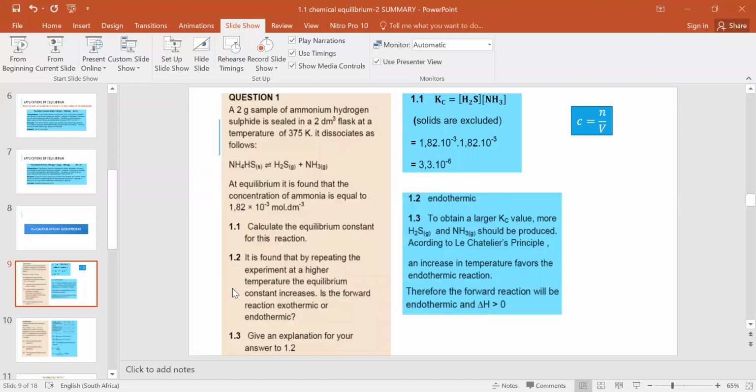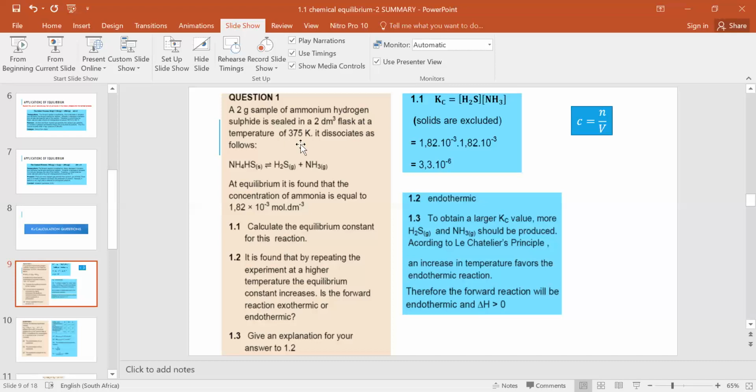So when we look at question 1, a 2 gram sample of ammonium hydrogen sulfide, okay? If you look at here, NH4HS is ammonium hydrogen sulfide. That's the only formula in this equation that can give us this name. It's easy to see, okay? It is sealed in because it is a solid, okay? It's sealed because you want to make a closed container, closed system. That's why. Sealed in a 2 decimeter cube flask at a temperature of 375 Kelvin, okay?